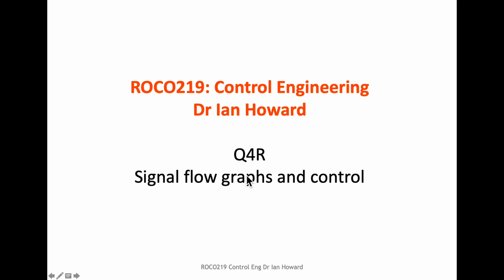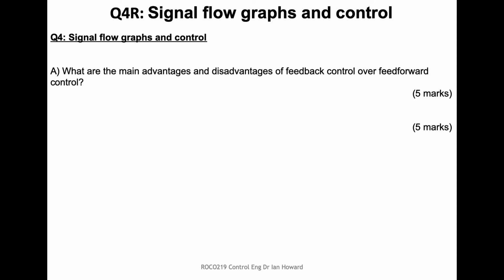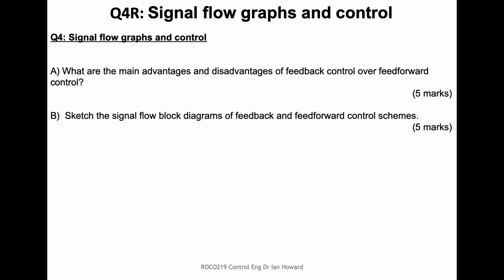So this question is about signal flow graphs and basically of control systems. So here are the questions. First of all, it's asking us to discuss the main advantages and disadvantages of feedback control over feed-forward control. Sketch a signal flow diagram of feedback and feed-forward systems.